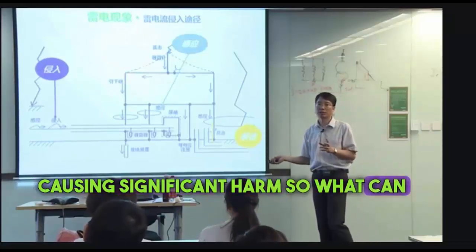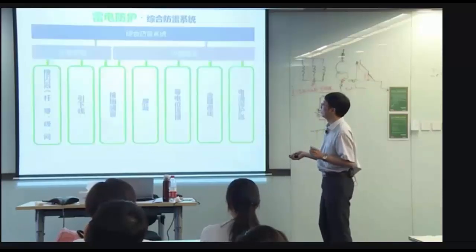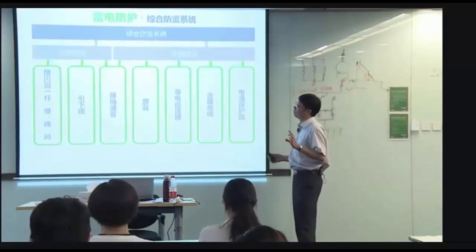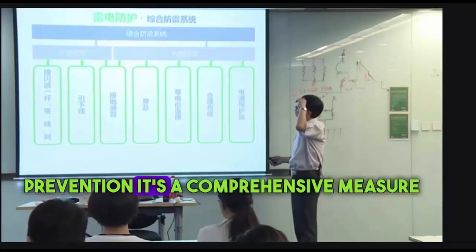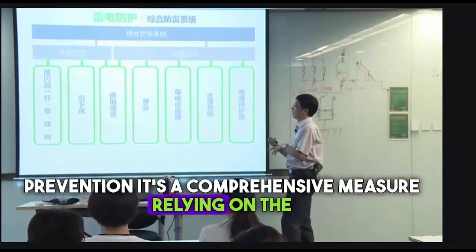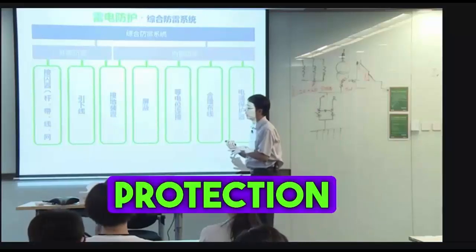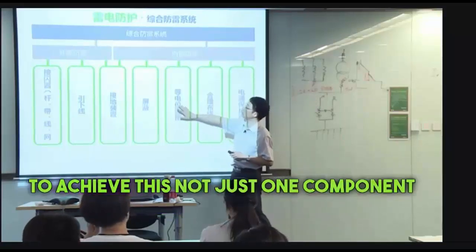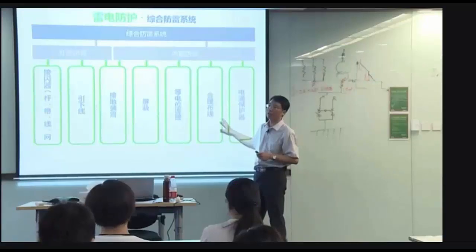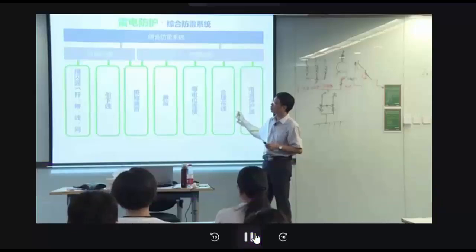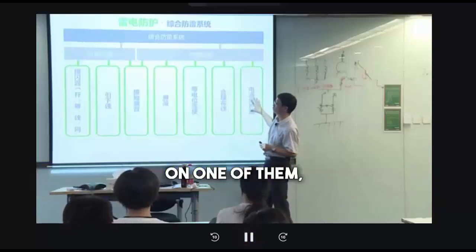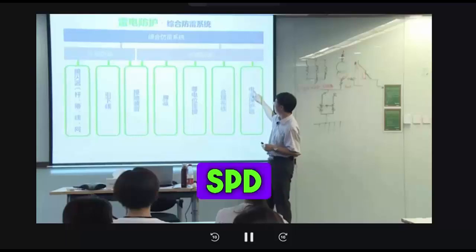So what can we do to prevent atmospheric overvoltage? Focus on overvoltage prevention. It's a comprehensive measure relying on the building's lightning protection. To achieve this, we cannot rely on one component alone. For example, to say that adding an SPD is all it takes.